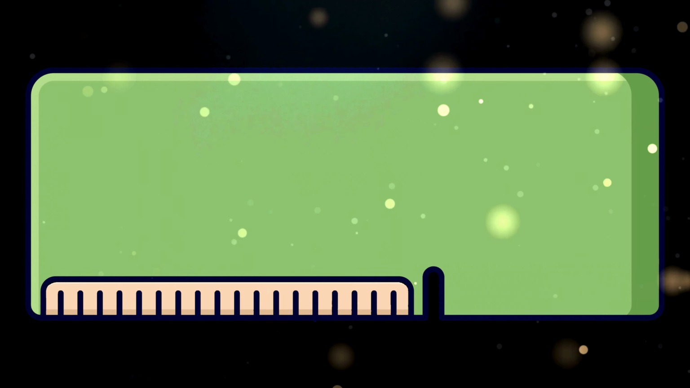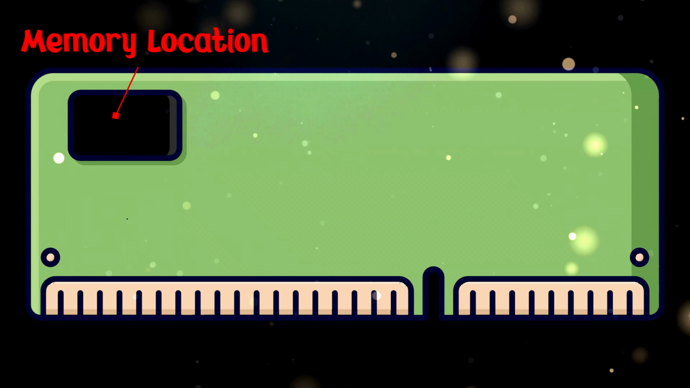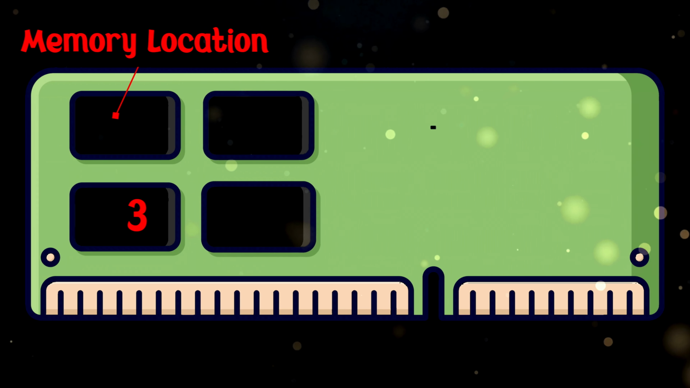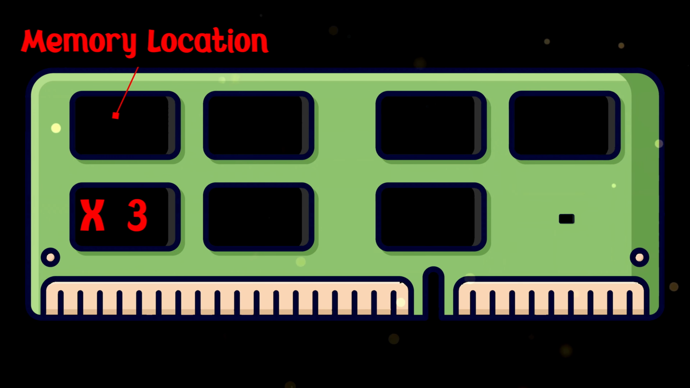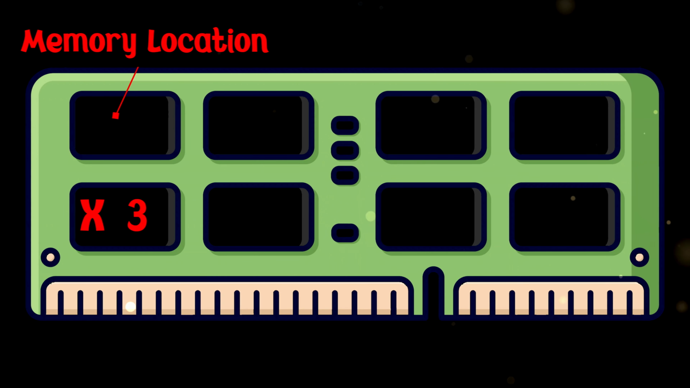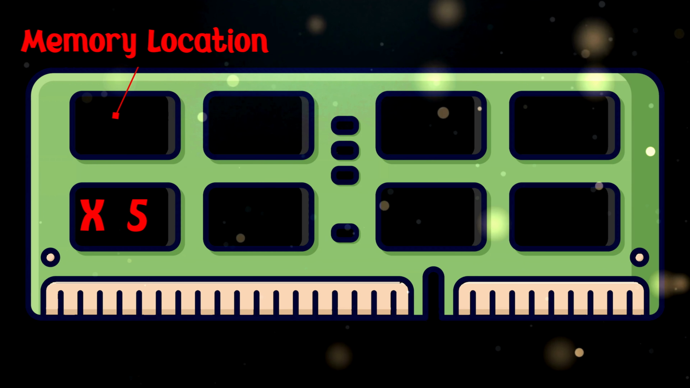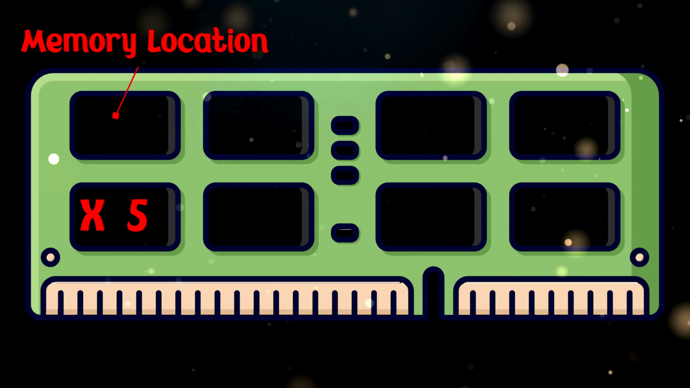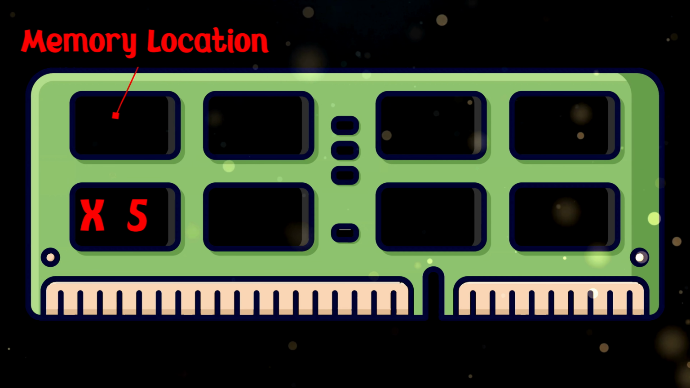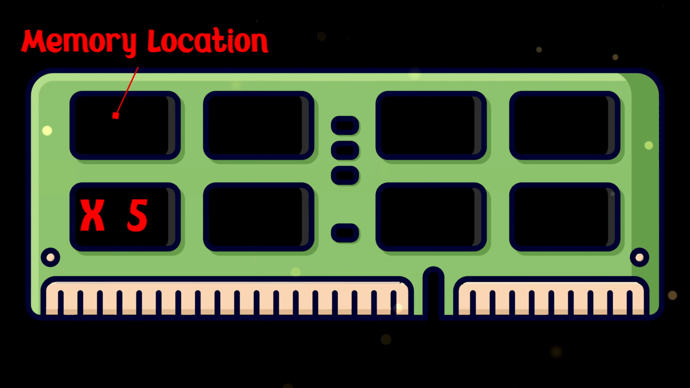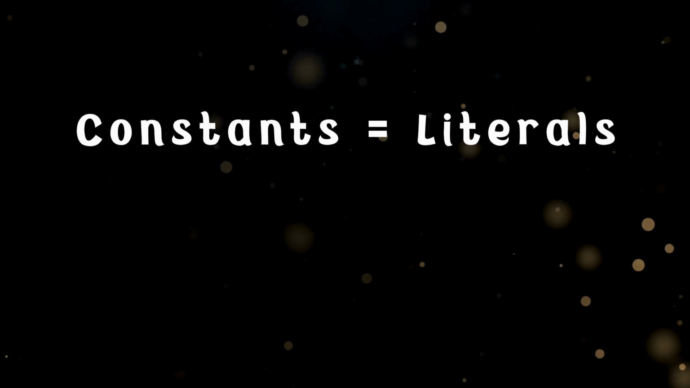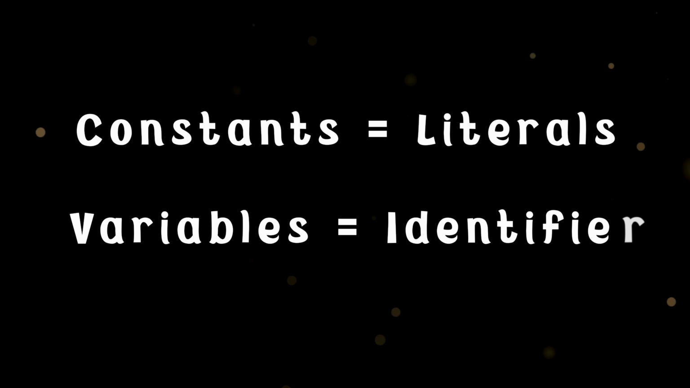Let us understand this with the help of an example. Consider the memory locations shown in this picture. Here, 3 is stored in a memory location and a name x is given to it. Then we have assigned a new value 5 to the same memory location. This would override the earlier value 3, since a memory location can hold only one value at a time. In programming languages, constants are often called literals, whereas variables are called identifiers.